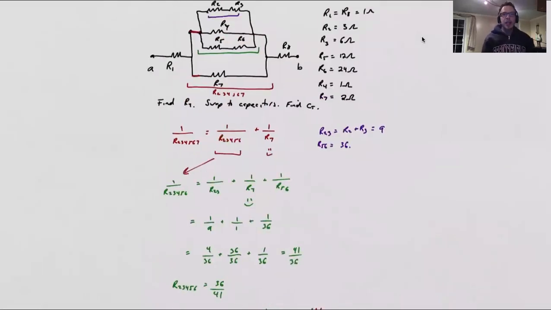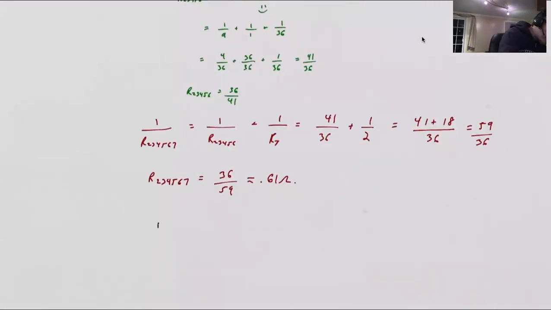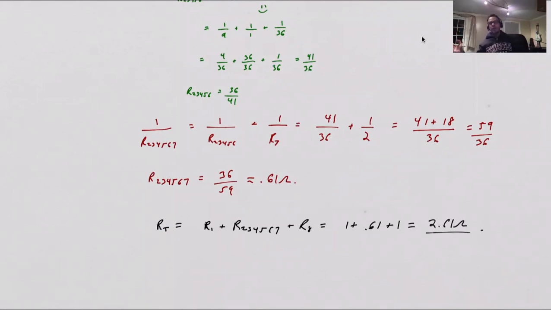Okay, we're close because now we have the red segment, and what do we see to get from A to B? The only thing left is that we have R1 in series with the red segment, in series with R8. So R1 and R8 are both 1. So we finally see that the total resistance is R1 plus R2,3,4,5,6,7 plus R8, which is 1 plus 0.61 plus 1, which is a 2.61 ohm resistor. So despite all those crazy resistors in there, we could have replaced that entire 8 resistor mess with a single 2.61 ohm resistor.